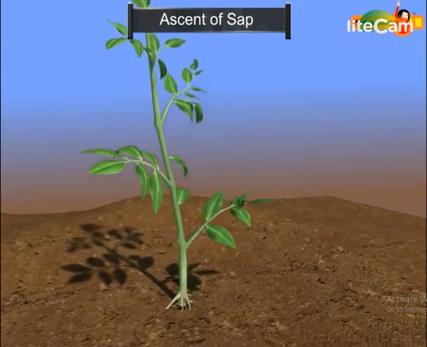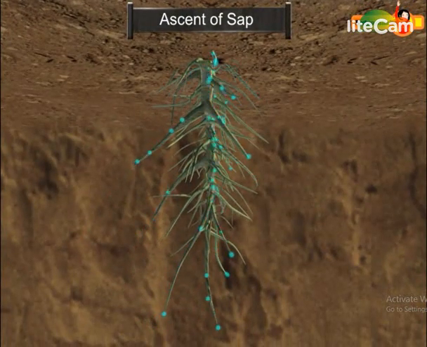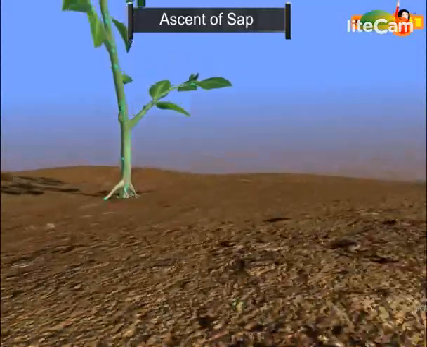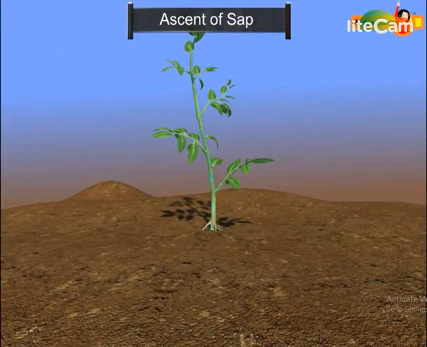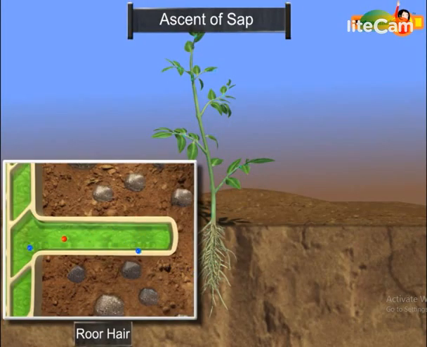Plants absorb water from the soil through their roots. Thereafter, the water needs to be transported upwards to the other parts of the plant as well. This upward movement of water is called the ascent of sap. The sap contains dissolved minerals in water.